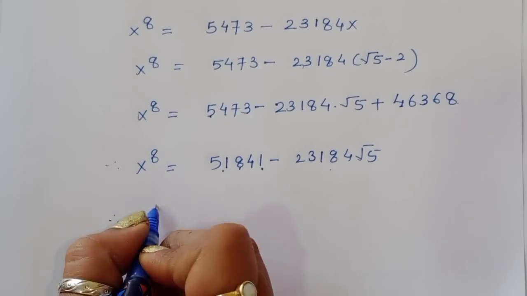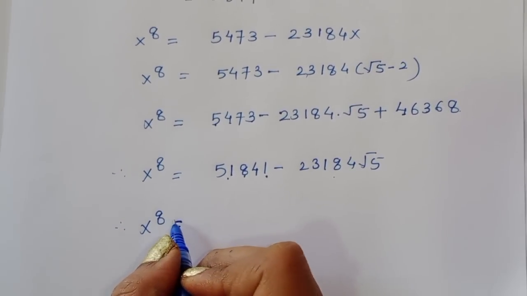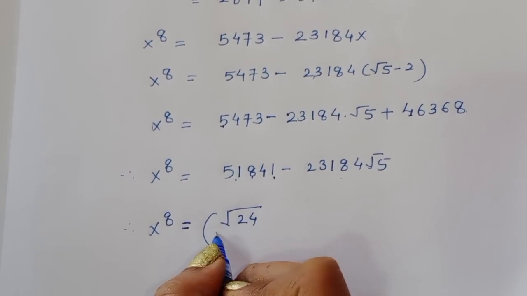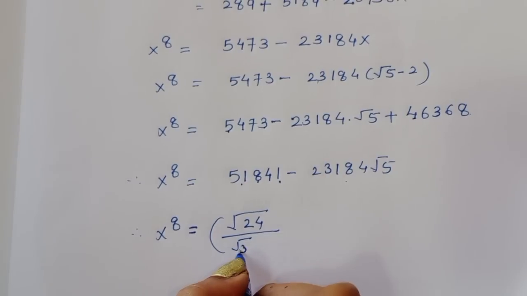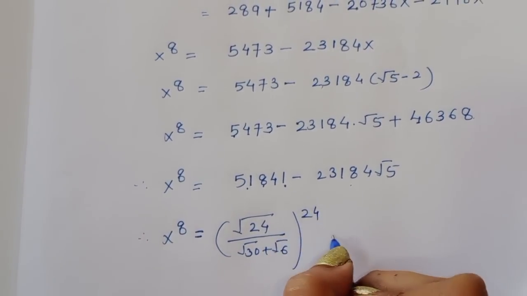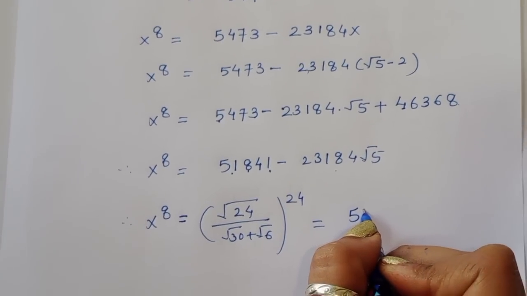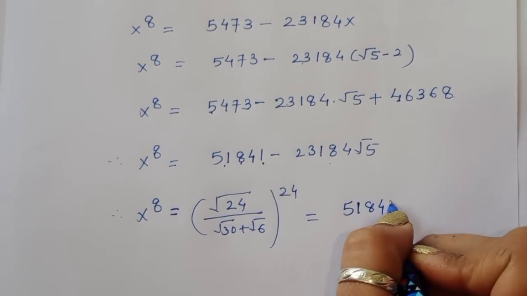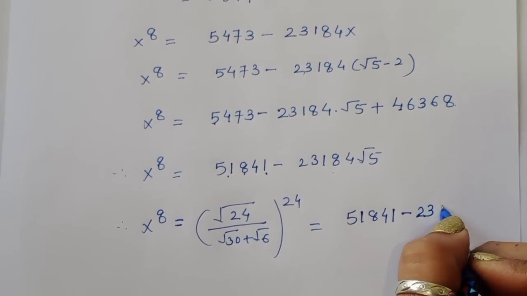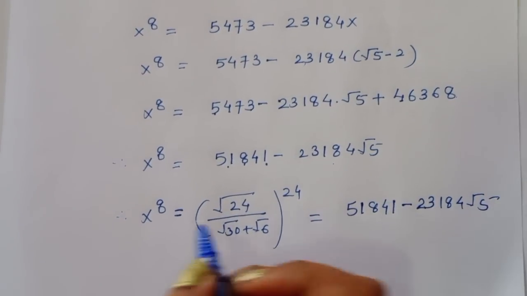Therefore, we already considered that x power 8 is equal to the 24th power of 24 divided by square root of 30 plus square root of 6, which is equal to this term: 51,841 minus 23,184 square root of 5, and this is the correct solution.